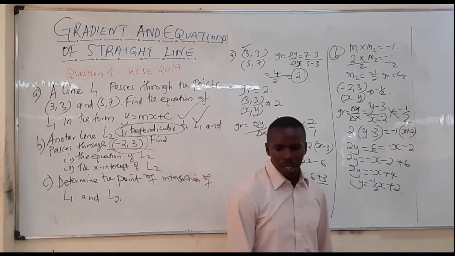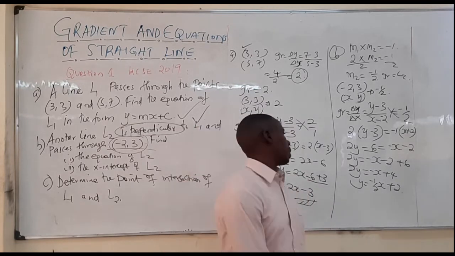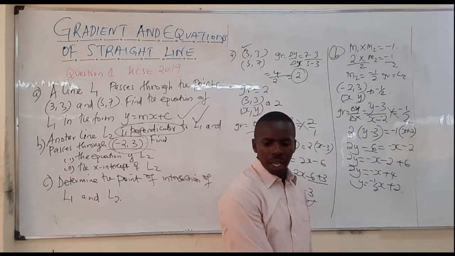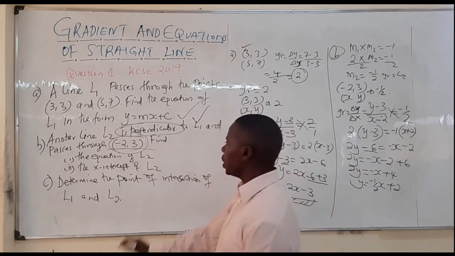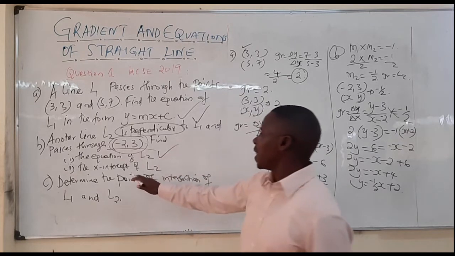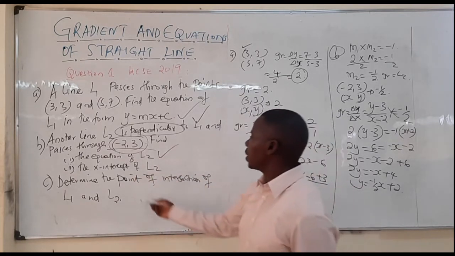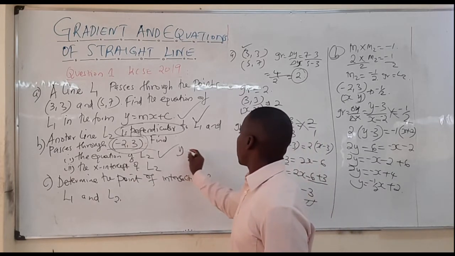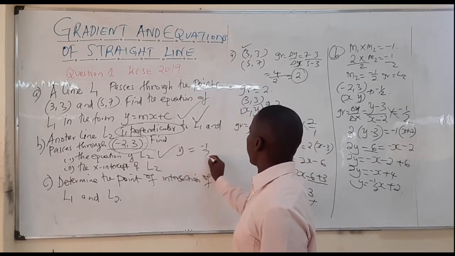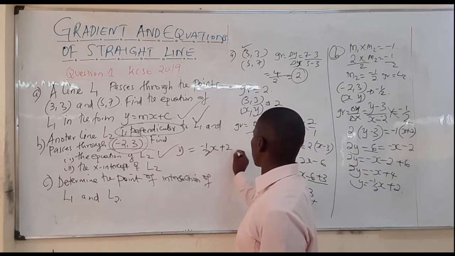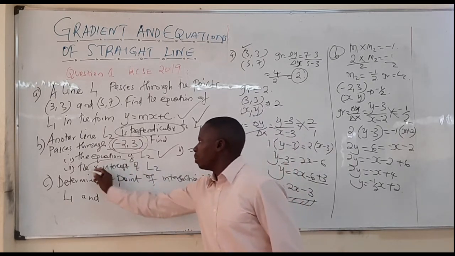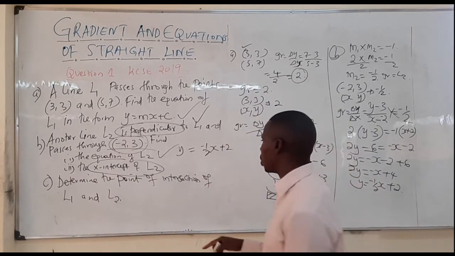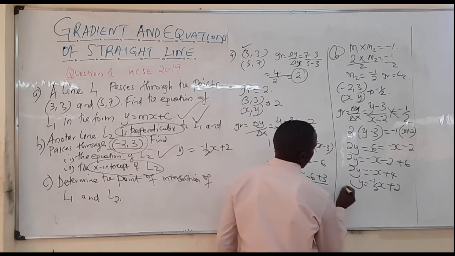So 2y is equal to -x + 4, which gives y = -1/2 x + 2. That is the form y = mx + c. And then now we need to answer the x-intercept part. For us to get the x-intercept, we know that the equation is y = -1/2 x + 2, and at the x-intercept the value of y is equal to 0. So we just take our equation here.